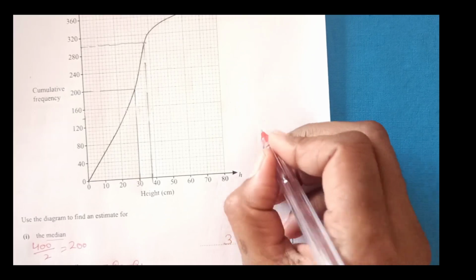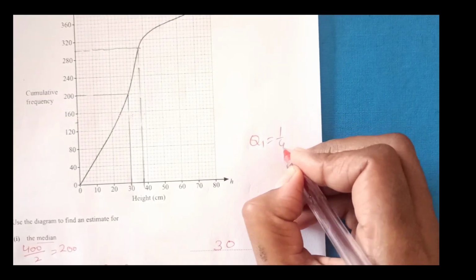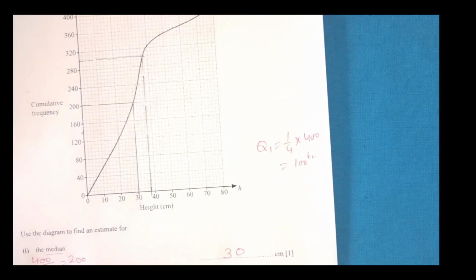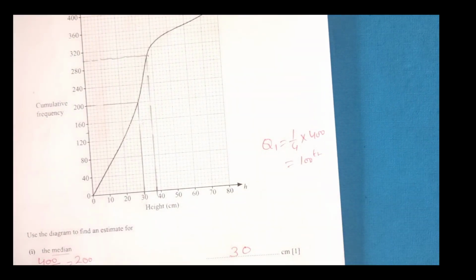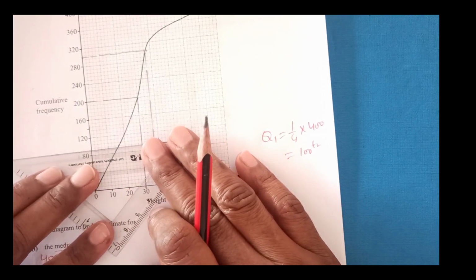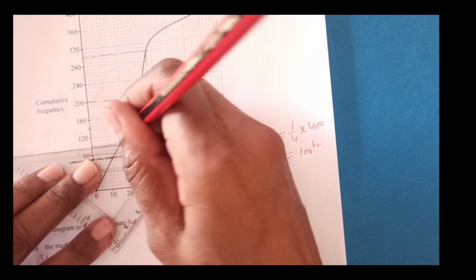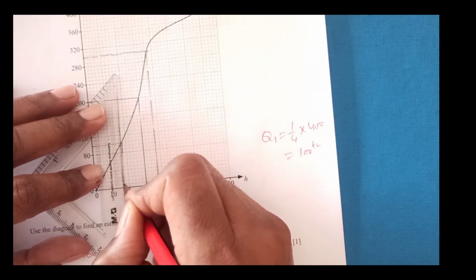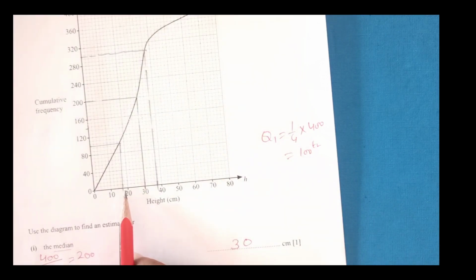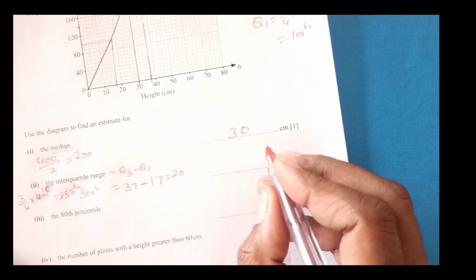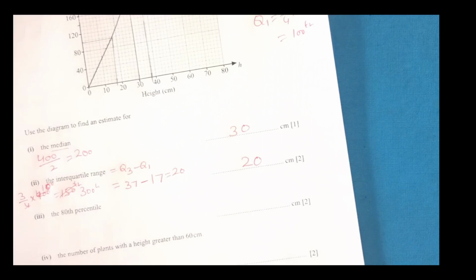Now Q1. For Q1 we will have 1 over 4 times 400, which is the 100th value, right? So at 100, we will again draw a line. 100 is in the middle somewhere here. Coming down this way, this is approximately 17. So 37 minus 17 gives us 20. So that is going to be 20, the interquartile range.